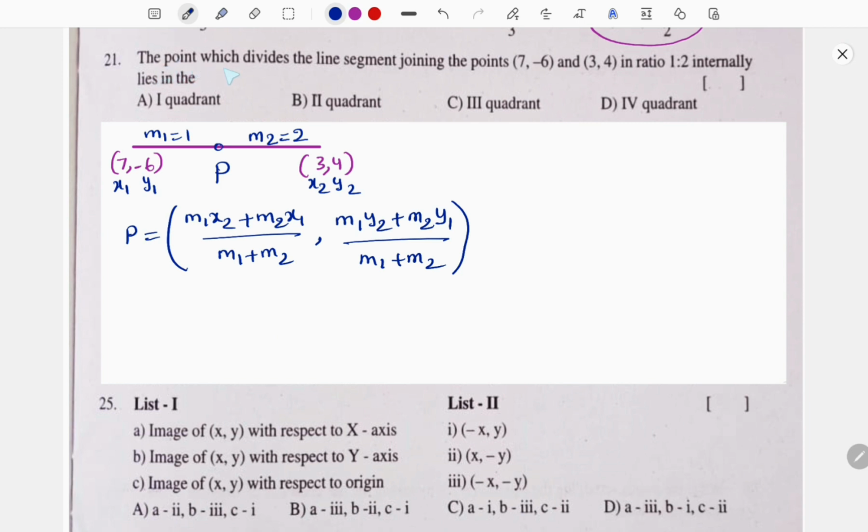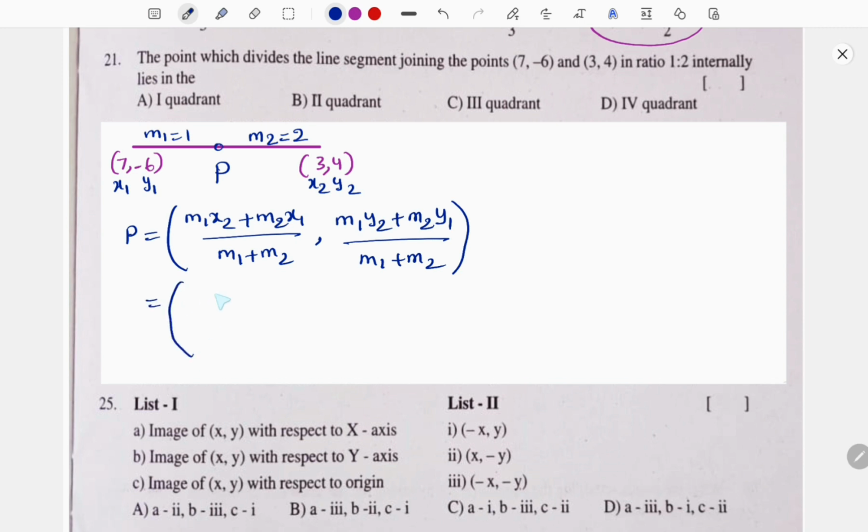The point which divides the line segment joining (7, -6) and (3, 4) in the ratio 1:2, internally. So point P lies inside the line segment. Now the internal division formula for P is (m1 x2 plus m2 x1) by (m1 plus m2), and (m1 y2 plus m2 y1) by (m1 plus m2). Here m1 is 1 and m2 is 2. x1, y1 is (7, -6) and x2, y2 is (3, 4). Now all these values are substituted in this equation.